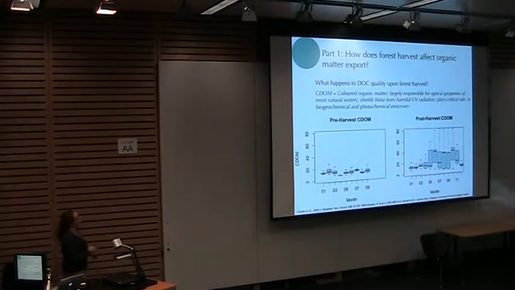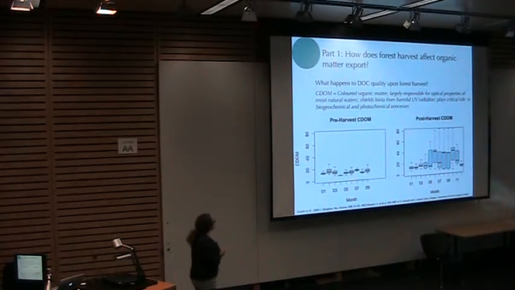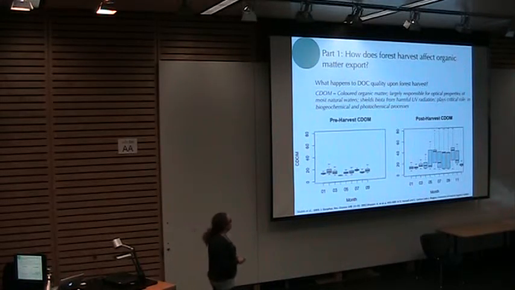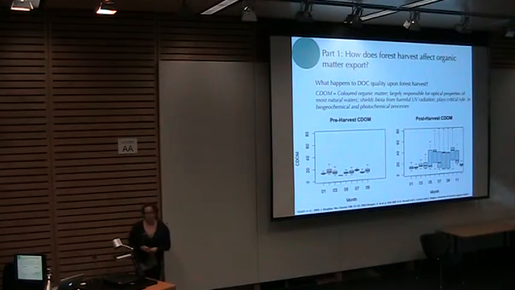But what's also interesting is if we look at some of the other proxies for the chemical species within the organic material, if we look at the CDOM parameter, which is a proxy for the concentration of colored organic material, we can see that the post-harvest CDOM is significantly larger than that of the pre-harvest. What's interesting about this increase in the concentration of colored dissolved organic matter is that it is largely responsible for a lot of the optical properties of natural waters, such as that aquatic sunscreen idea that I was talking about, as well as being quite bioavailable. So it plays roles in biogeochemical and photochemical processes.